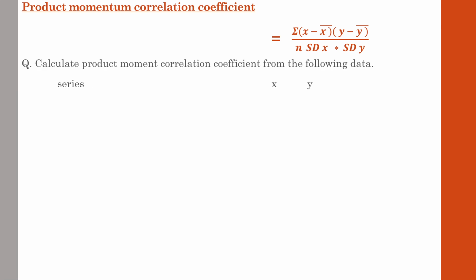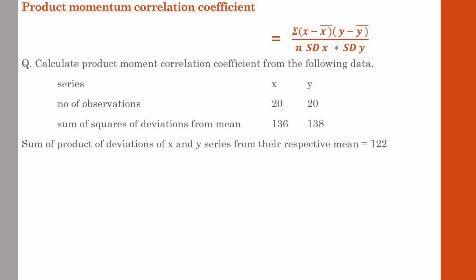Calculate the product moment coefficient from the following data. Series x and y are given. Number of observations 20 and 20 are given, that means the number of items will be 20. The sum of the squares of deviation from the mean is 136 and 138.